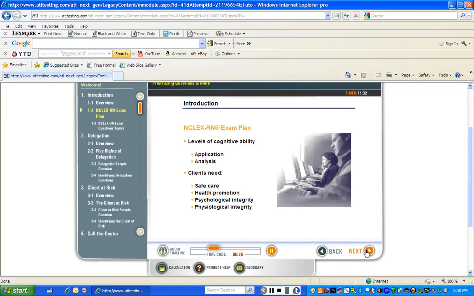All candidates answer 15 so-called pre-test or unscored items, which are used to obtain statistics for use as future items. The maximum test time is 5 hours. The NCLEX exam is designed to be a difficult exam. The majority of the questions are written at the higher levels of cognitive ability, meaning that they require the candidate to do more than just memorize facts.